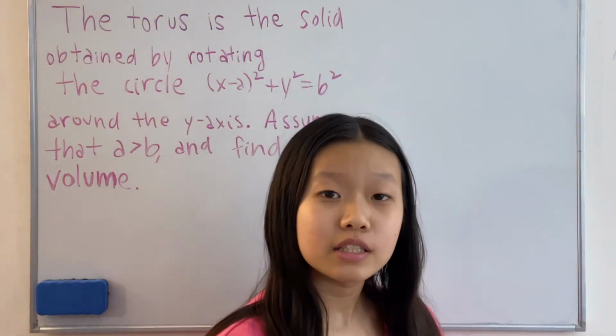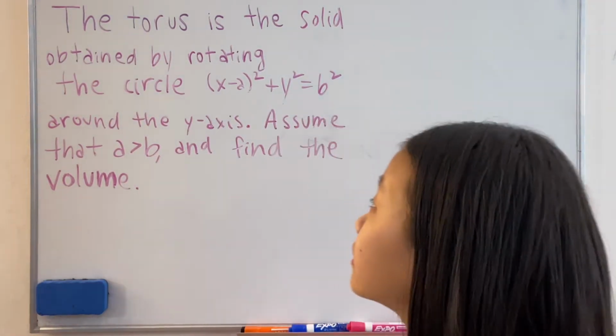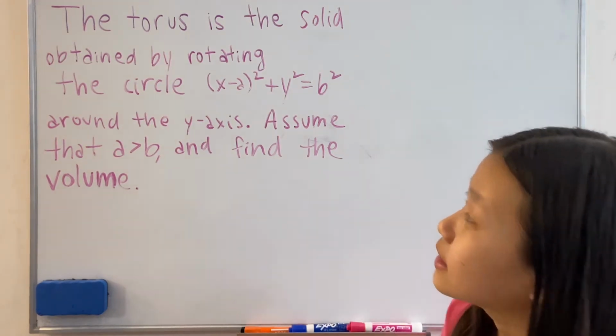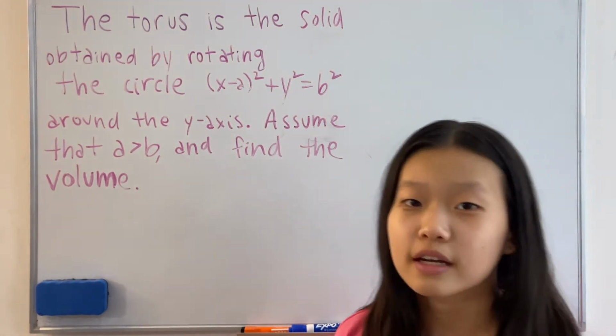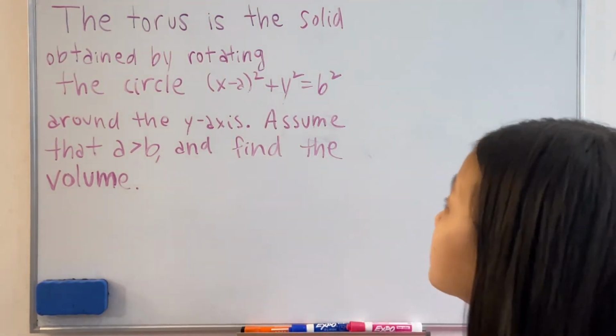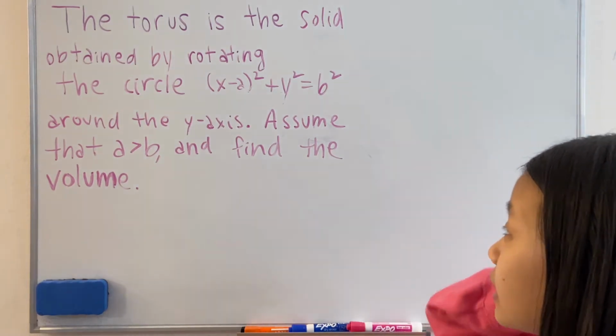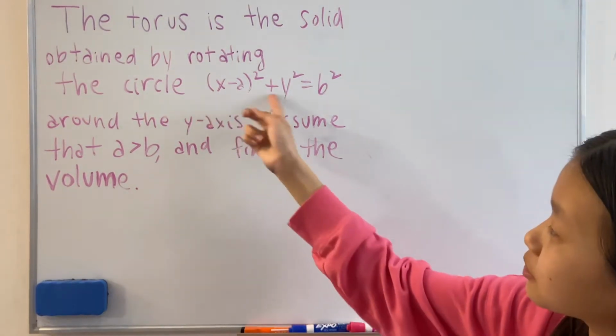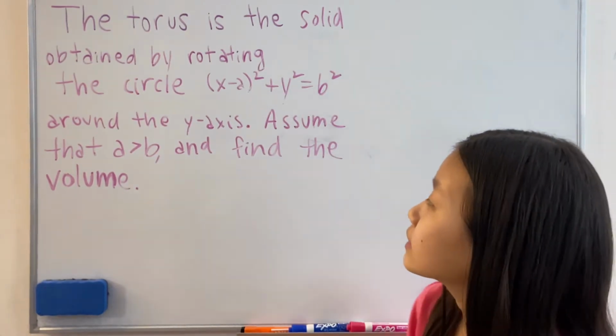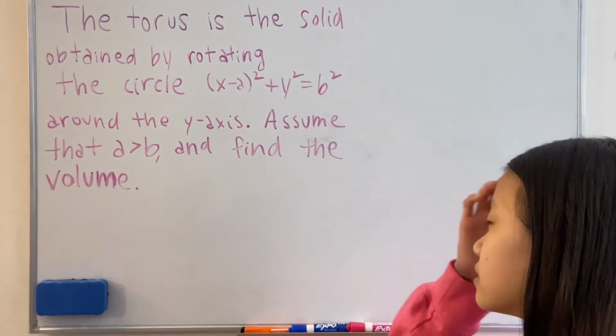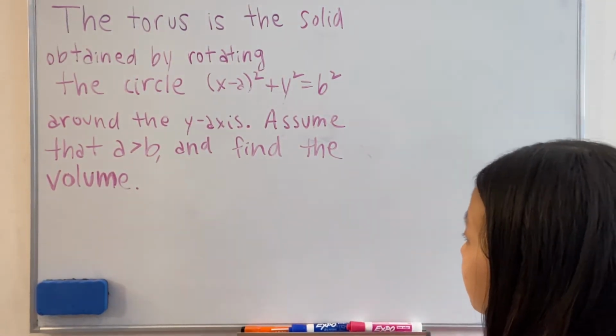Hello everyone, in this video I'm going to be solving this problem. It says the torus, which is kind of like a donut shape, is the solid obtained by rotating the circle, this equation, around the y-axis. Assume that a is larger than b and find the volume.